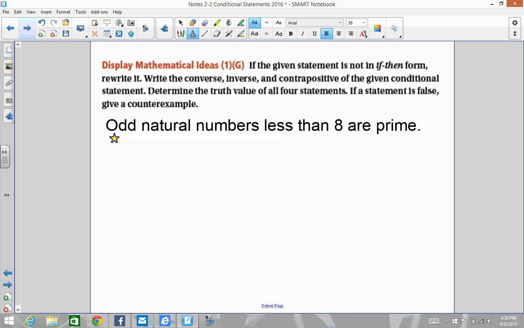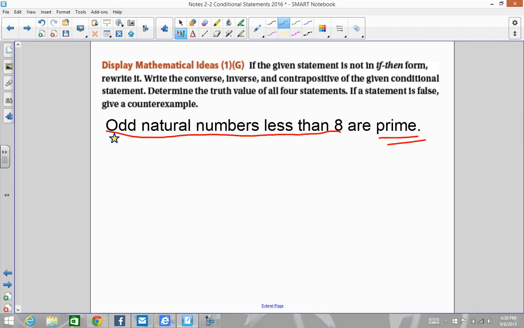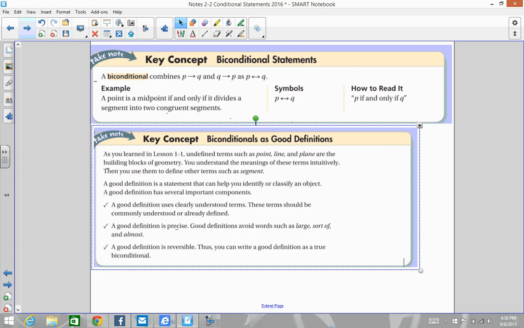So here's another one for you to do. I've got two for you to practice on. And for this one, I will help you by underlining the hypothesis and the conclusion. Your hypothesis is the first part, your conclusion is the second part. So work on that to write all your other conditional statements: your conditional, your converse, your inverse, and your contrapositive. Okay, so I'm going to give you a couple to do in your notes.